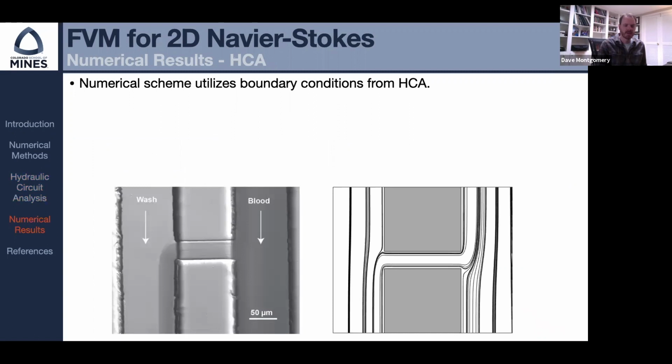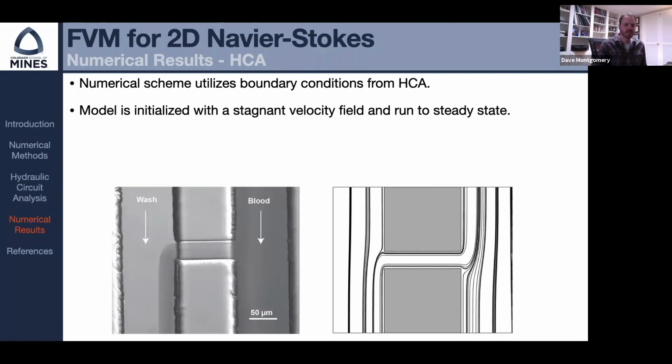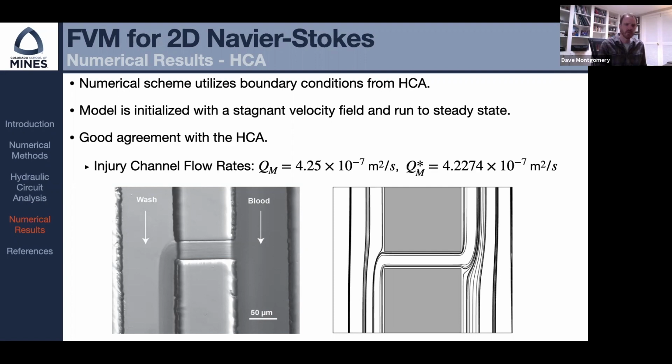We updated the boundary conditions in our model so that we could prescribe the flow rates at the inlets of the H and a zero gradient at the outlets. The model is initialized using a stagnant velocity field and run until it reaches a steady state. Overall, we get good agreement with the hydraulic circuit analysis, most notably in the injury channel, where we are most concerned.